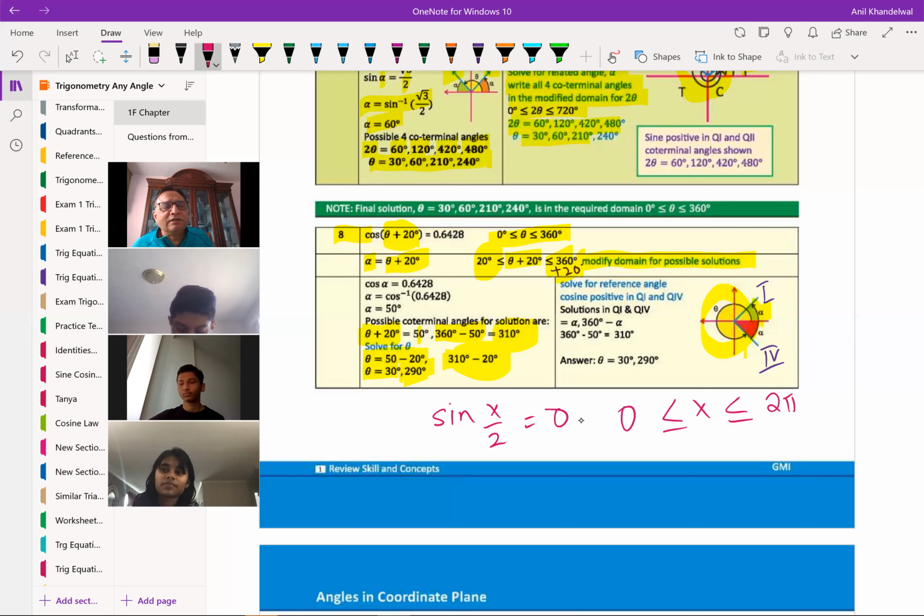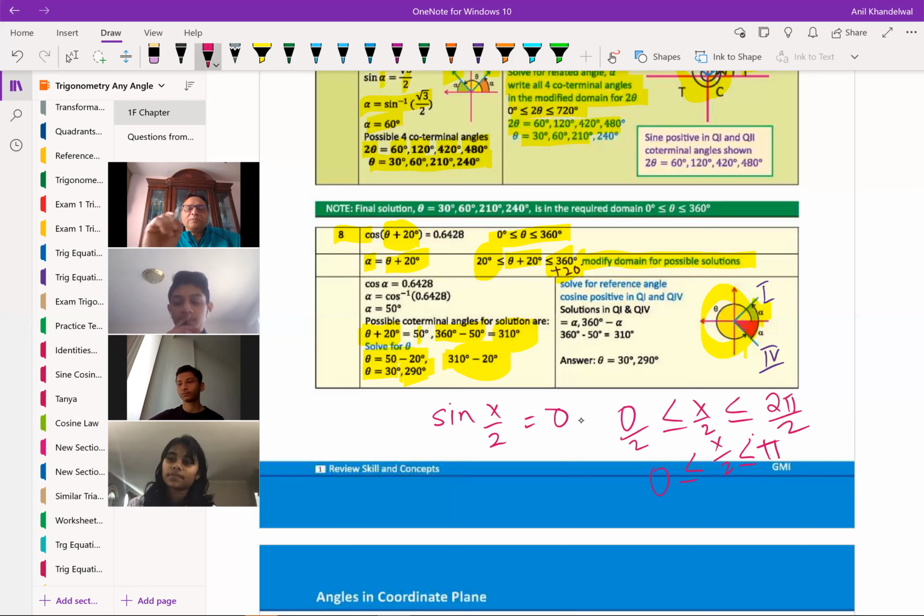Because if it is a general solution, I can give you the general solution also. We can do that also, right? Since it was x by 2, it is kind of a modified solution, right? So first step, we have to divide each by 2 to find the real domain for our answer set. So if I divide, I get that x by 2 should be between 0 and pi, right? So we're looking for solutions between 0 to pi.